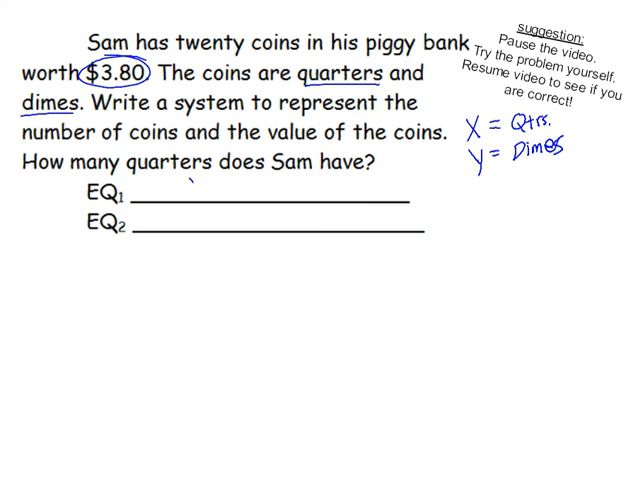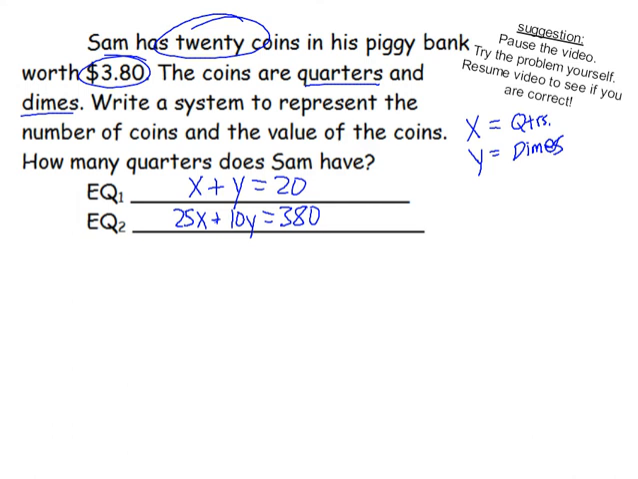I told you earlier that there's always going to be one easy one. x plus y, that's the number of quarters plus the number of dimes. How many did he have in all? 20 coins, right up there in the beginning. Sam's got 20 coins. So there's one equation. Now quarters are 25 cents each, and 10 cents for each dime. And they had a total of $3.80. I am going to leave that decimal out because I left it out of the quarters and dimes.